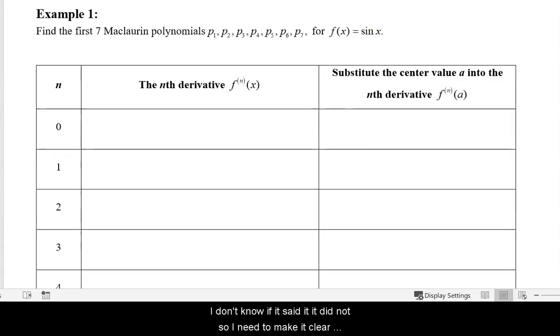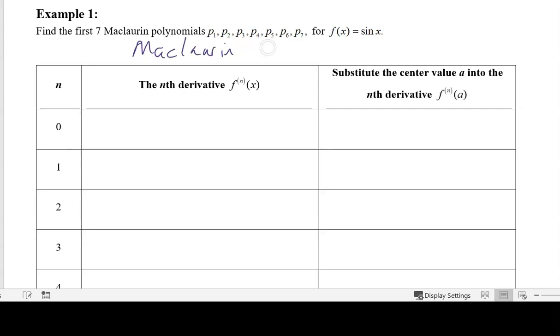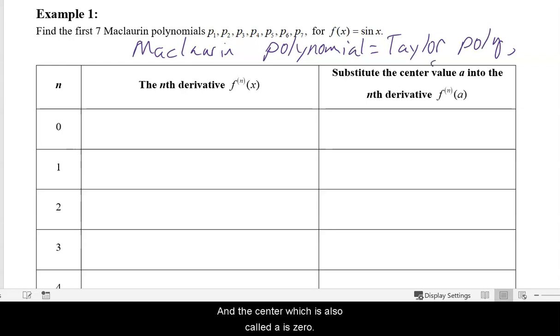It did not. So I need to make it clear that a Maclaurin polynomial is a Taylor polynomial where the center is equal to 0. So let me write that down for you now. A Maclaurin polynomial equals a Taylor polynomial, and the center, which is also called a, is 0. In other words, all Taylor polynomials with center 0 are also called Maclaurin polynomials.